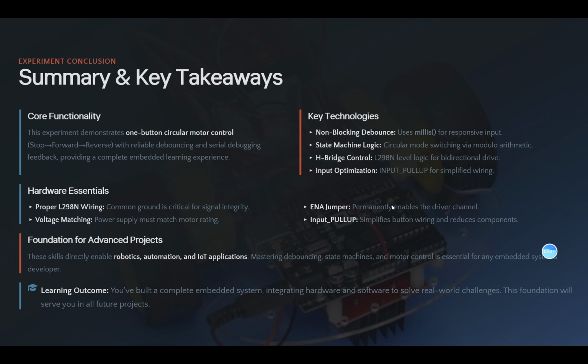The core functionality: this experiment demonstrates one button cycling motor control. And the hardware essentials: common ground is critical for signal integrity, and the power supply must match motor rating. These skills directly enable robotics, automation, and IoT applications. Button monitoring, debouncing, state machine, and motor control are essential for any embedded system developer.